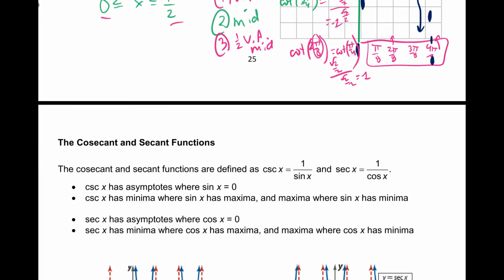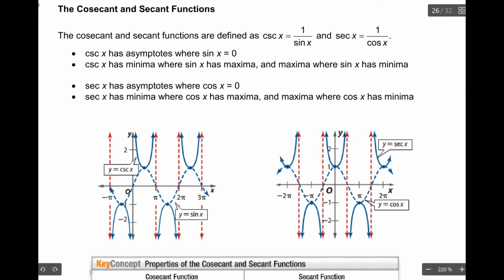Let's keep going. So, I'm sorry, cosecant and secant. Cosecant and secant are also reciprocals. It may not surprise you to learn that cosecant is 1 over sine of x. And so whenever sine is equal to 0, it's going to have asymptotes. So we have asymptotes whenever sine is equal to 0. Same way, secant is just the reciprocal of cosine, so it's going to have asymptotes whenever cosine is equal to 0.